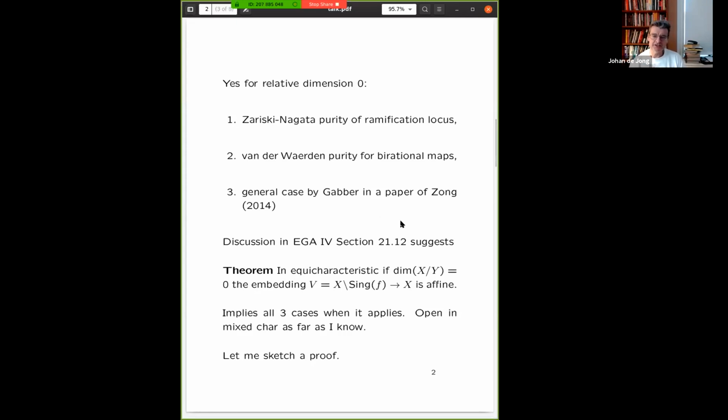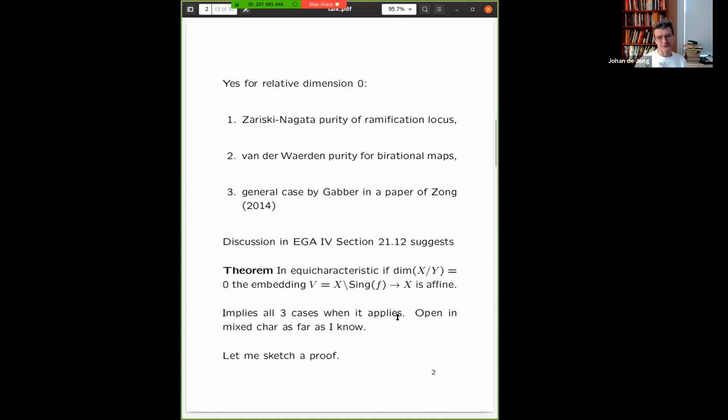But actually in the relative dimension zero case, there's a discussion in EGA 4 section 21.12, which suggests that something slightly better is true, namely that the smooth locus of the morphism is affine in the total space. I will explain to you today the proof of the following theorem: if X and Y are in equicharacteristic, so they're living over a field, and you have the relative dimension zero case, then the embedding of the complement of the singular locus into X is an affine morphism. This theorem of course implies the purity, because everybody who's listening probably knows that the complement of an affine open in a variety is pure codimension one.